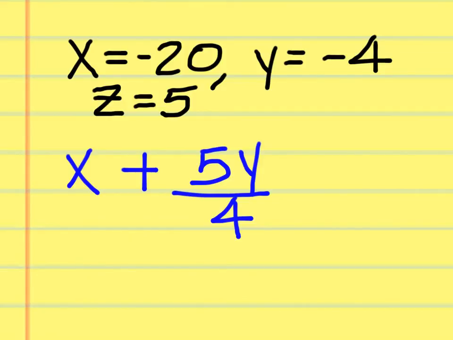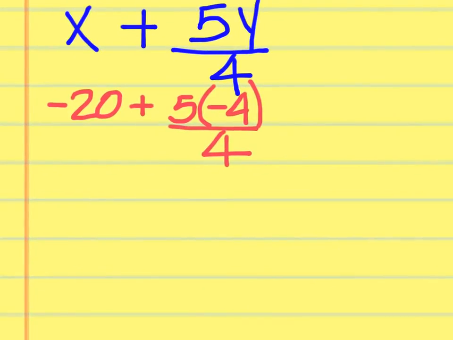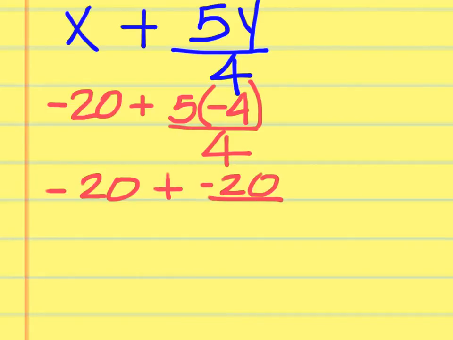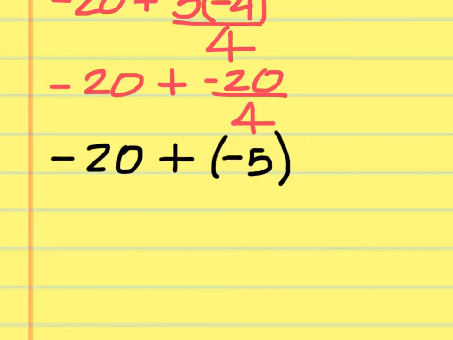Let's fill in negative 20 for x and then negative 4 for y. Let's simplify the right side here. 5 times a negative 4 is a negative 20. And we have to divide it by 4. You have to do that division first. Negative 20 divided by a positive 4 is a negative 5. So negative 20 plus negative 5 is a negative 25.